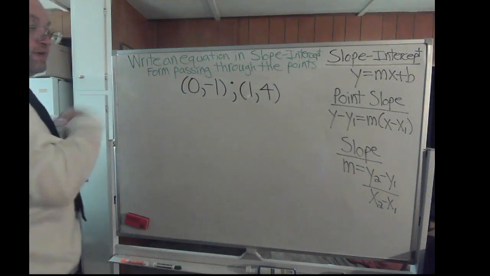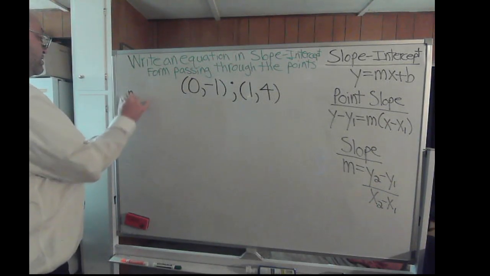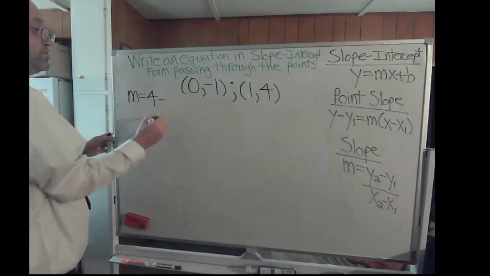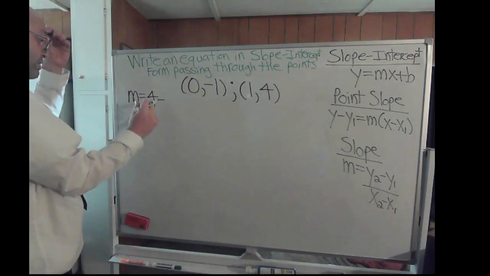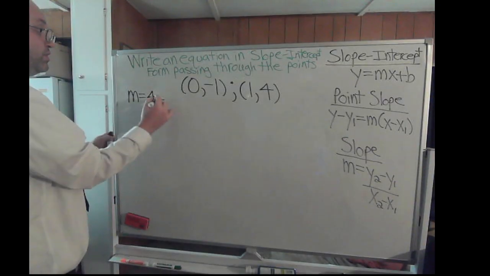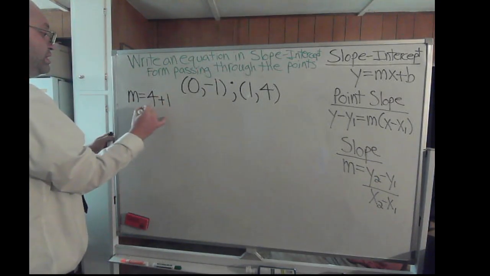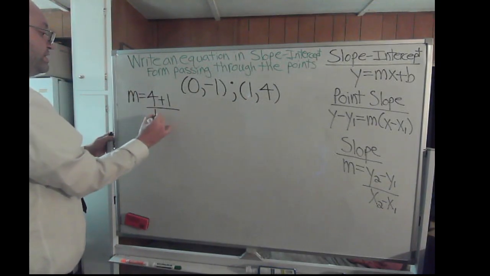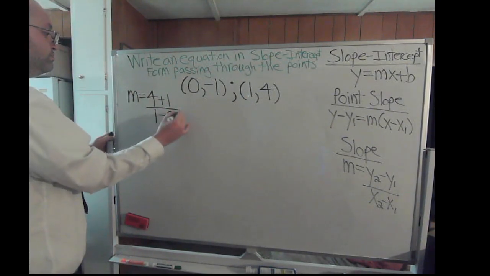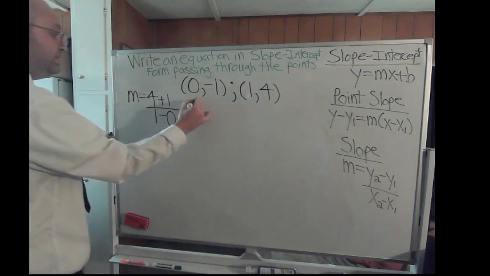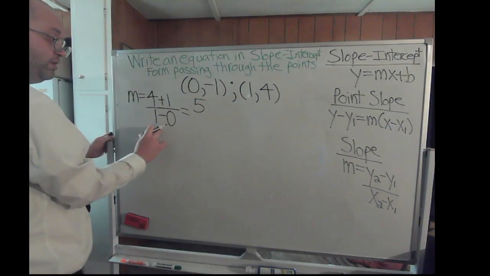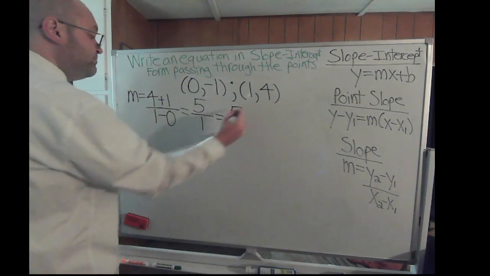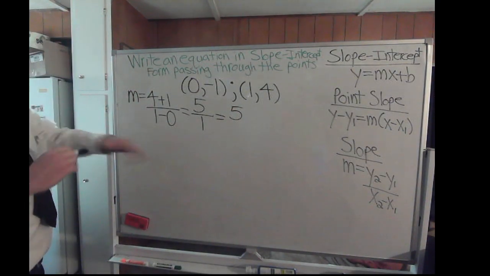Once again, go ahead and find your slope. Your slope would be your second y-coordinate of 4 minus your first y-coordinate of negative 1. Well, 4 minus negative 1 actually turns out to be 4 plus 1 over your second x-coordinate of 1 minus your first x-coordinate of 0. So in the numerator, we have 4 plus 1, that's 5. Denominator, we have 1 minus 0, that's just 1. Well, 5 divided by 1 is 5. So this line has a slope of 5.